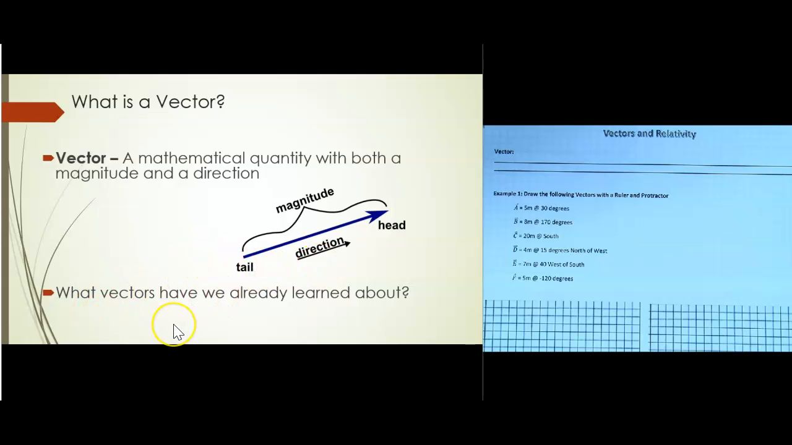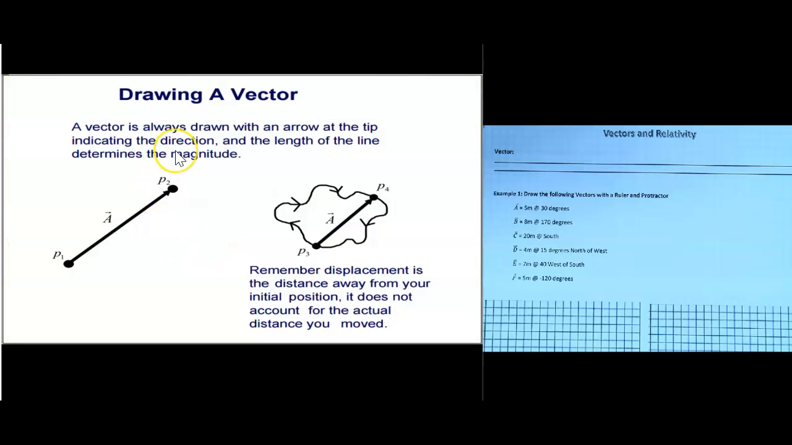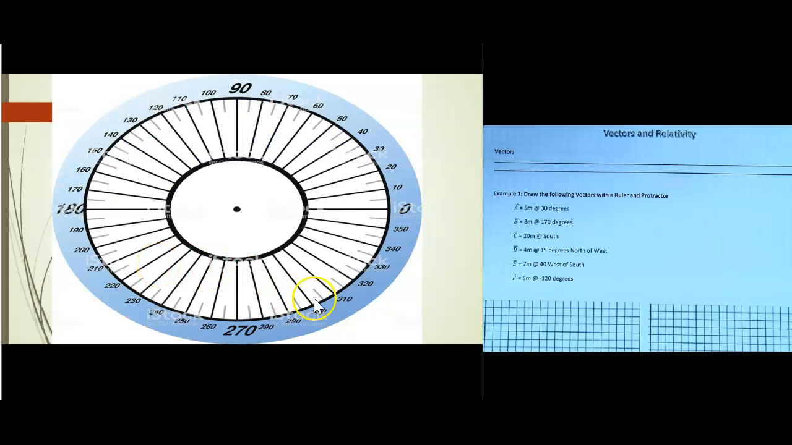And what vectors have we discussed recently? Well, we discussed displacement, velocity, and acceleration. We discussed those 3 things. Now, if you have to pause the video at any point, you can do so. That would be a great idea. Now, drawing a vector. A vector is always drawn with an arrow at the tip indicating the direction, and the length of the line determines the magnitude. So hopefully that's kind of a review.